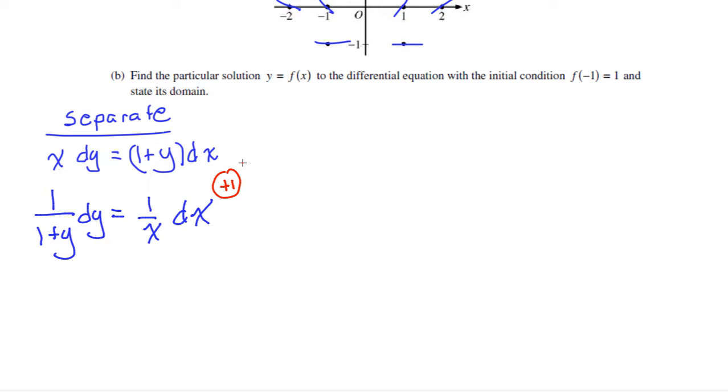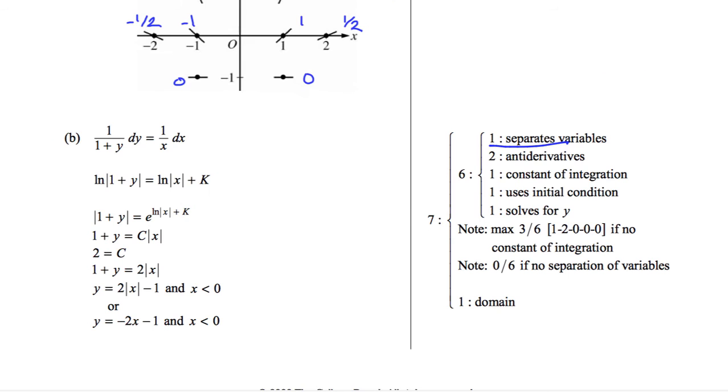By the way, if you did not do this one step and you try to do the rest of the steps, you get no points. You have to separate, otherwise you get no points for the rest of the problem. And usually they say that on here. This one doesn't. Oh yeah, there it says 0 out of 6 points if no separation of variables. If you didn't separate those variables, you get no points.